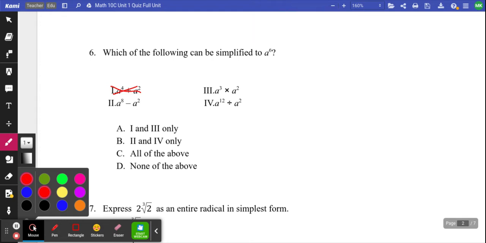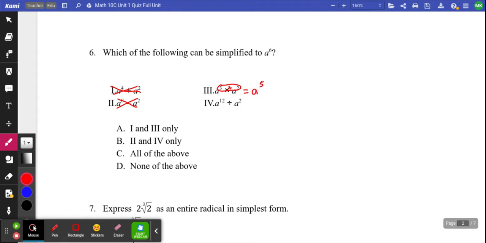Number 2, a to the 8 minus a to the 2. We have no exponent law for subtracting powers. That's not a thing. Number 3, a to the 3 times a squared. Okay, well, we can simplify that with our exponent rules. Our rule is if you're multiplying powers, you add the exponents. So if you add those exponents, you get a to the power of 5, which is not a to the power of 6, so it's not number 3.